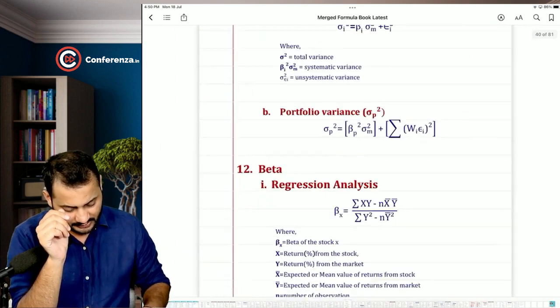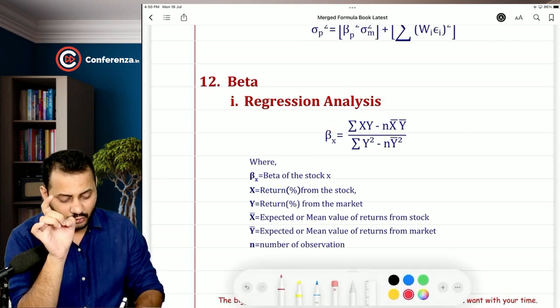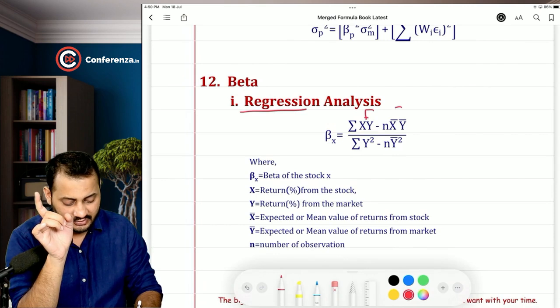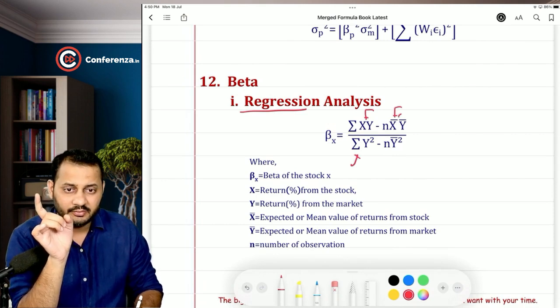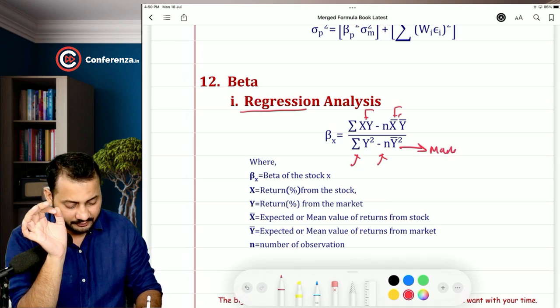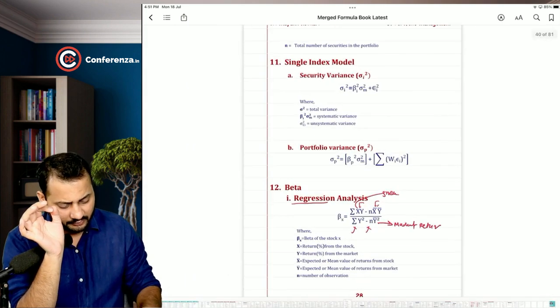These are the formulas. Then we discussed beta. Beta can be calculated using two methods. The first one is regression analysis, where summation of xy minus n bar x bar y, divided by summation of y square minus n bar y square, where y represents market return and x represents stock return. We are going to see some questions on that. Don't worry about it.